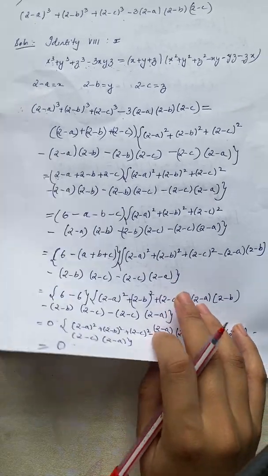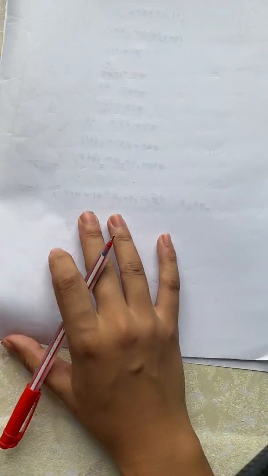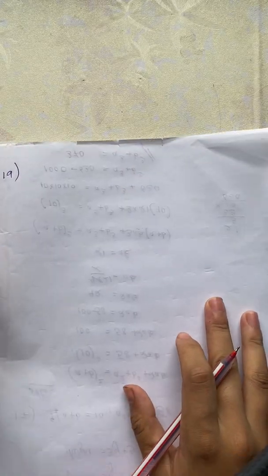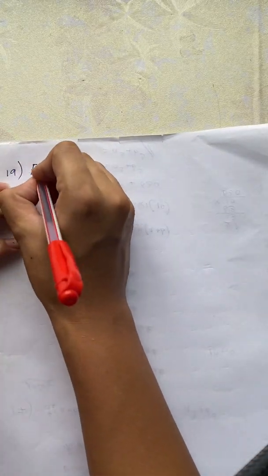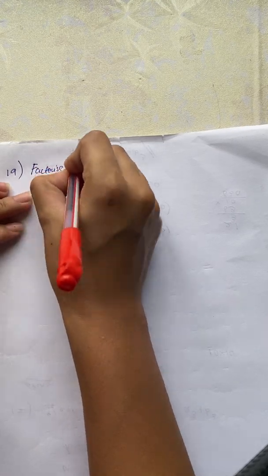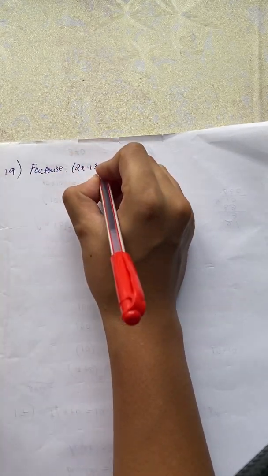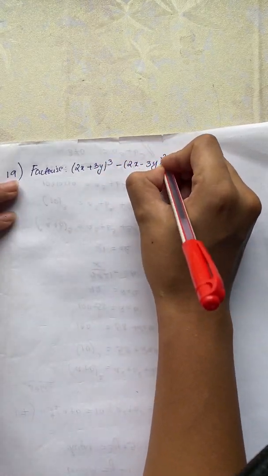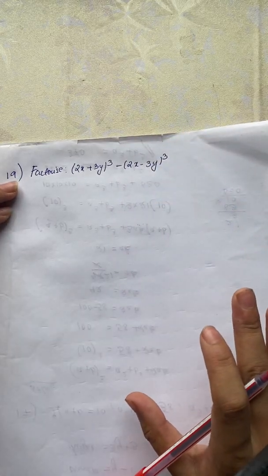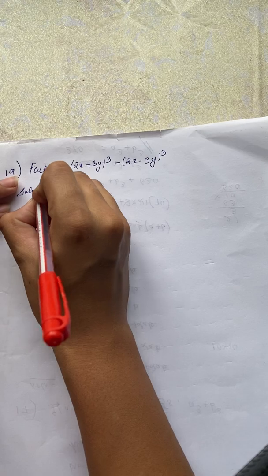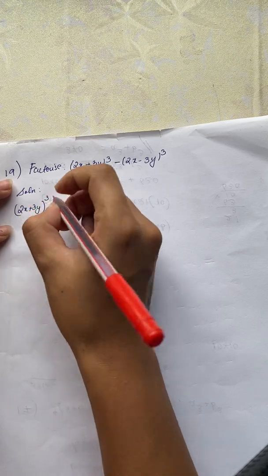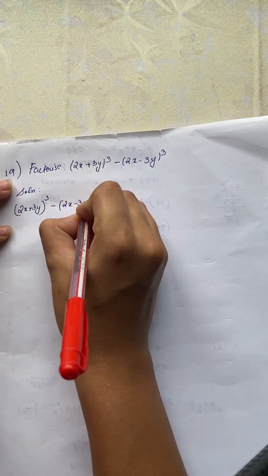Okay, that is question number 18. We'll go with question number 19. Question number 19 is factorize (2x plus 3y) whole thing cube minus (2x minus 3y) whole thing cube. Solution. That means (2x plus 3y) cube minus (2x minus 3y) cube.